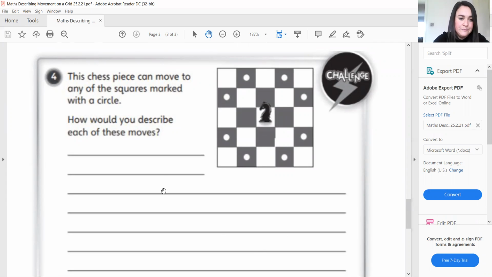Okay, so this chess piece here in the middle can be moved to any of the squares marked with the circle. So we've got lots of squares across the circle. How would you describe each of these moves? So all you need to do is use any of those translations that you've already worked out. So for example, one move could be 2 up, 1 right. That's going to get me to 1 circle. Okay, and you just need to describe how this one chess piece would get to each circle.